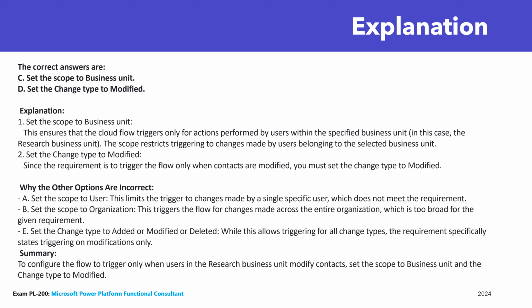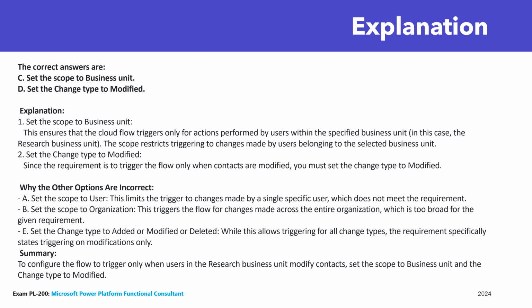2. Set the change type to modified. Since the requirement is to trigger the flow only when contacts are modified, you must set the change type to modified. Why the other options are incorrect? A. Set the scope to user. This limits the trigger to changes made by a single specific user, which does not meet the requirement. B. Set the scope to organization. This triggers the flow for changes made across the entire organization, which is too broad for the given requirement.